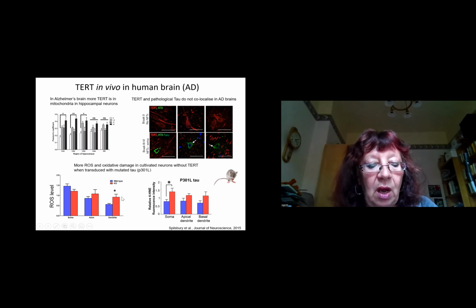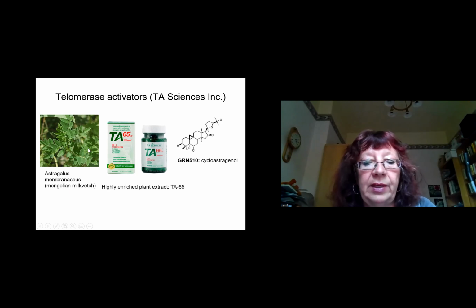So at this time, it was already known that there are different telomerase activators. Ours are from the American company TA Sciences. One is a highly enriched plant extract from the Mongolian milk vetch, which you can actually buy online, but it's rather expensive. And there's another one, which is based on the main component of this plant extract, cycloastragenol, and it's called GRN510.